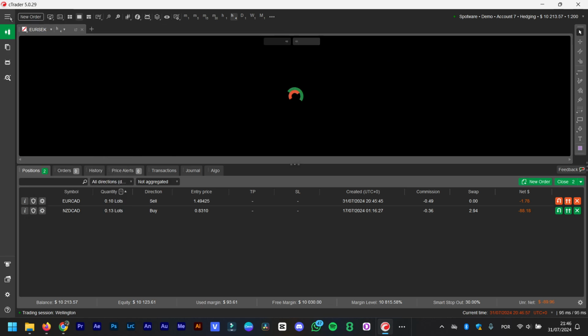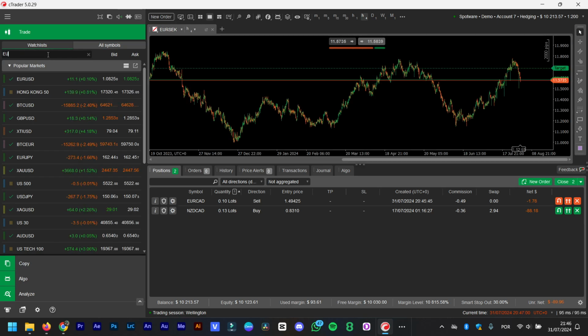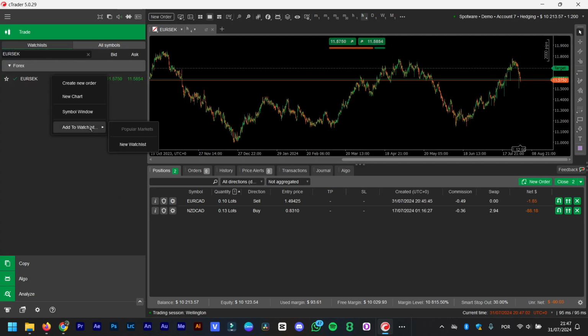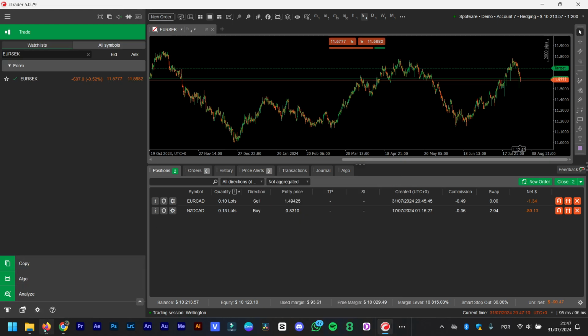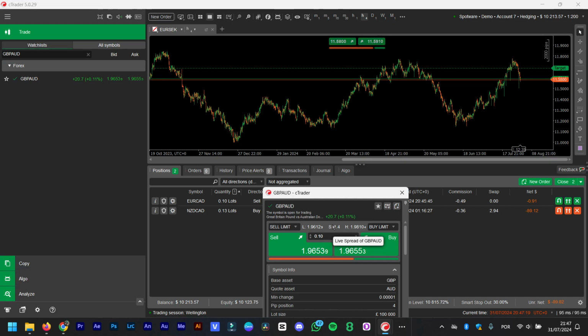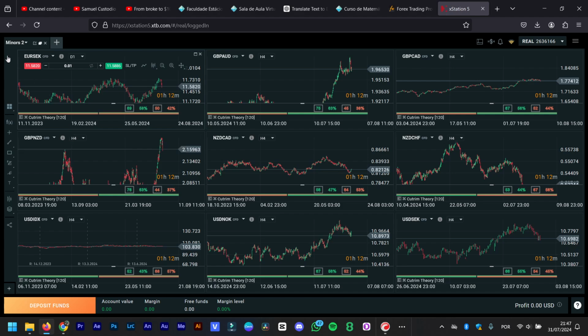And by the way, let's check the spread. Euro SEK. Right click on it, hit the symbol window option. Okay, that's too expensive. You know what? I'm gonna change it for something else. So let me see GBP AUD now. Right click on it, symbol window. This one's 1.4. So what I'm gonna do is open this one rather than Euro SEK, because the spread is cheaper than the other one.